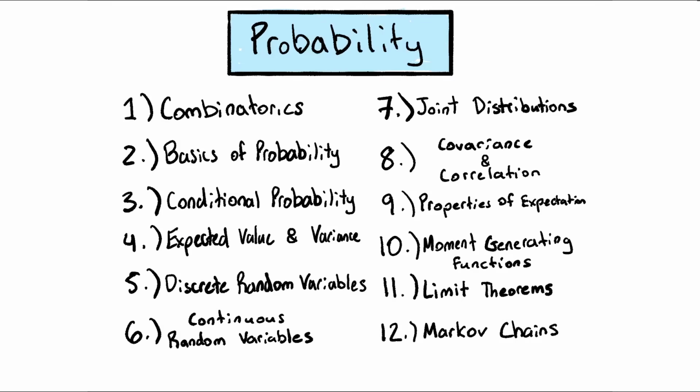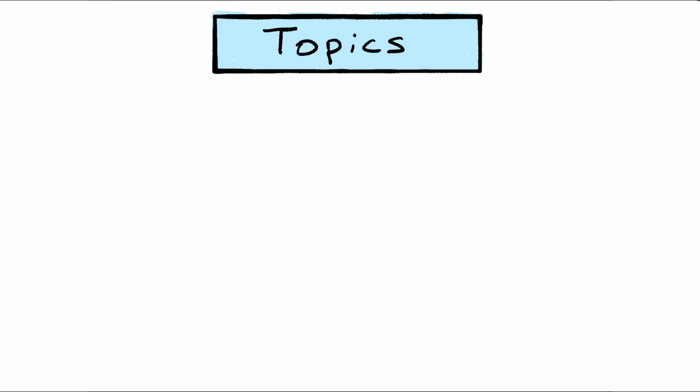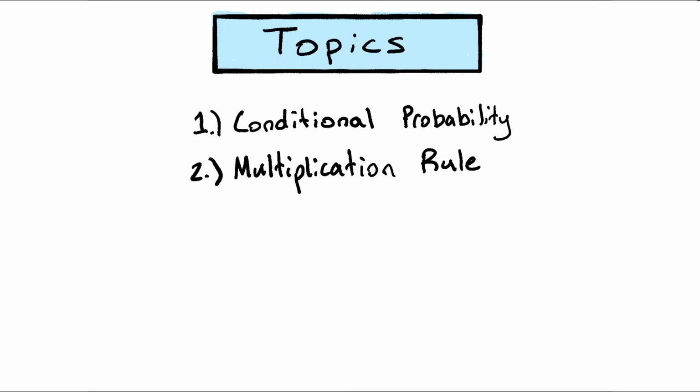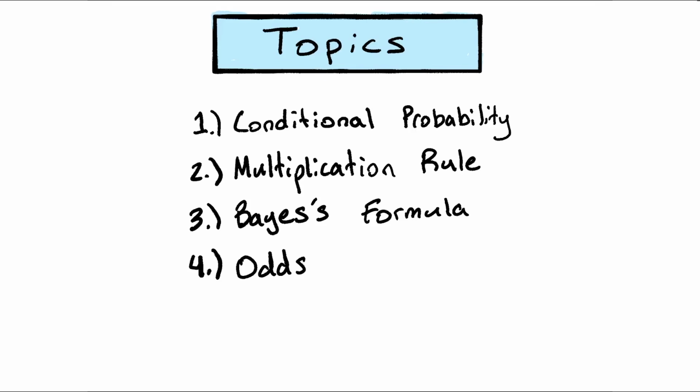Today we will cover all of conditional probability. Today's video is the third video in a 12-part series covering all of college probability. In this video, we will cover conditional probability, the multiplication rule, Bayes formula or Bayes rule, odds, and we'll conclude with independence. Let's get to it.